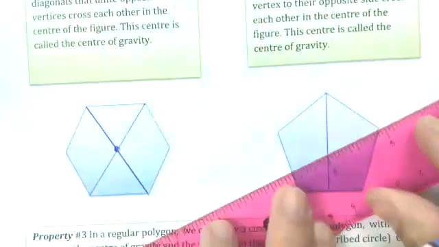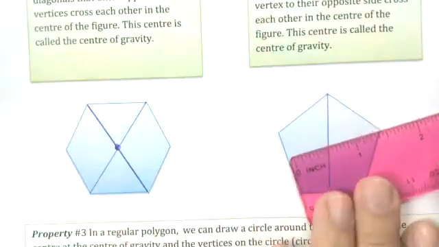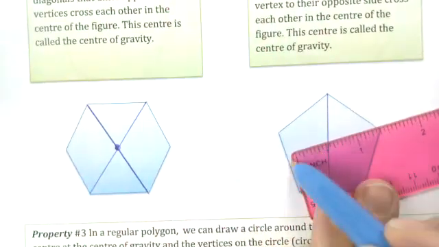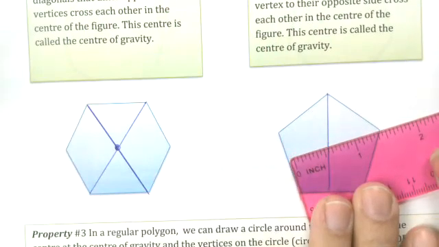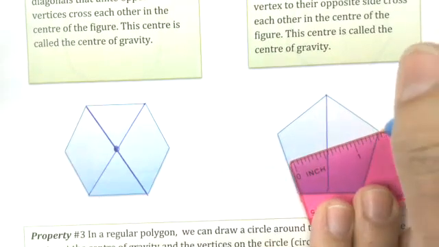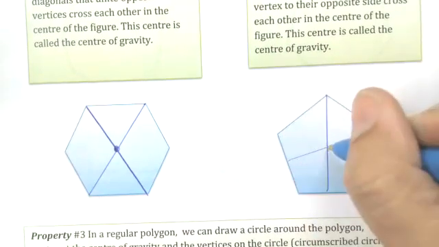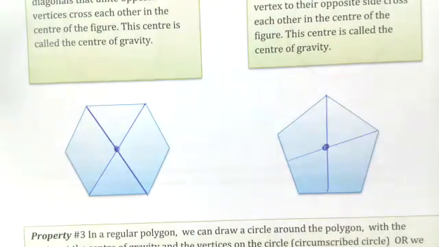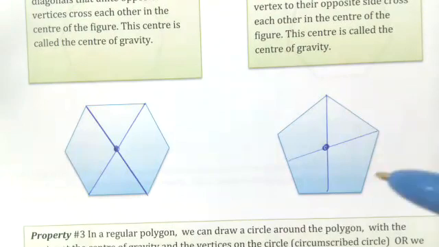Here's another one. And you can use the corner of the ruler to draw it perpendicular. That's the best or easiest way. So where these perpendiculars meet, that's the center of gravity or the center of this shape. So you can find the center for this.